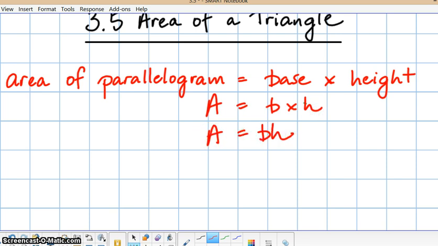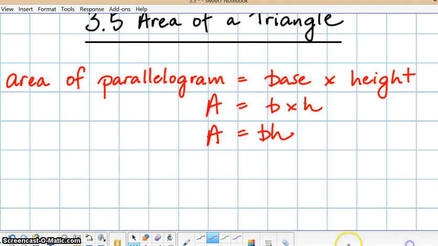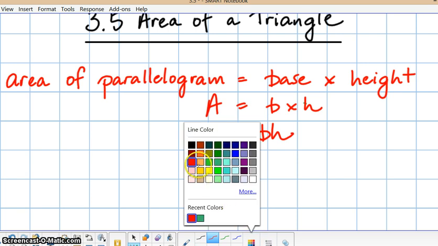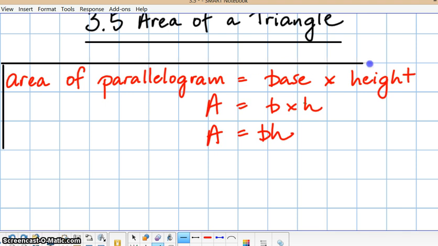Okay, so I'm just going to take my ruler and also box this out too, so that it's distinct from the rest of the page. My ruler tool is not working with me. There we go. So make sure that you do the same.